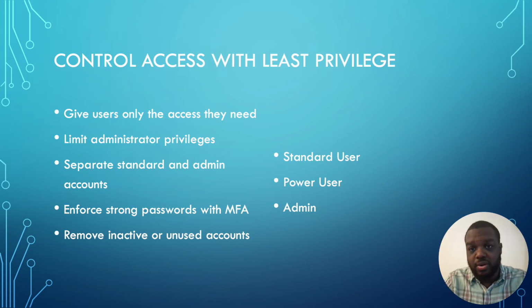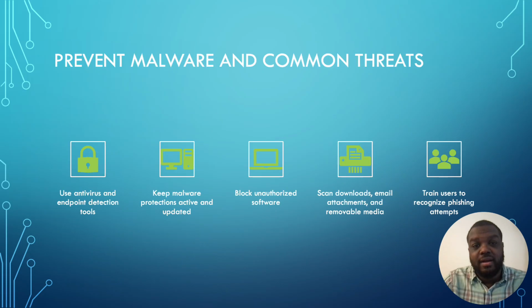Once access is controlled, the next step is making sure the system is protected against common threats like malware, phishing, and unauthorized software. Threat prevention requires a layered approach that combines technical tools and user awareness. IT departments should use antivirus software, endpoint protection platforms, and built-in operating system security features to detect and block malicious activity. These tools help protect against malware, ransomware, spyware, and suspicious software behavior.